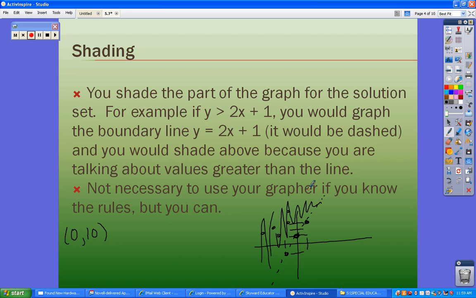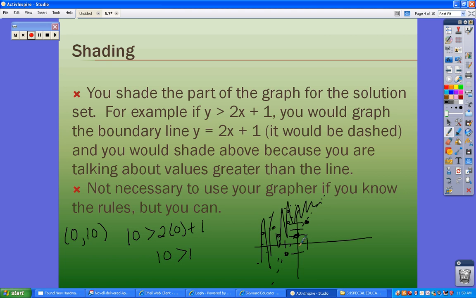I could tell by my graph. If I plug that in, I will get 10 is greater than 2 times 0 plus 1. 10 is definitely bigger than 1, so you can see that's true. There are so many points that make that true, infinitely many. There are also infinitely many points that will make that statement false.